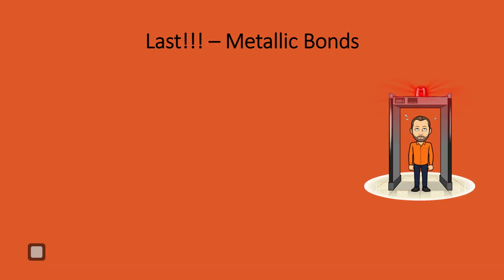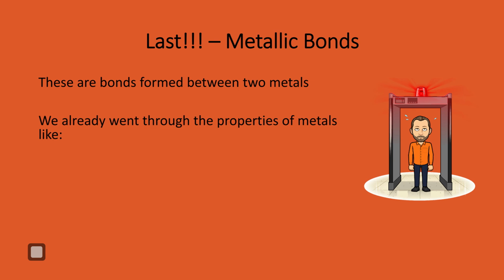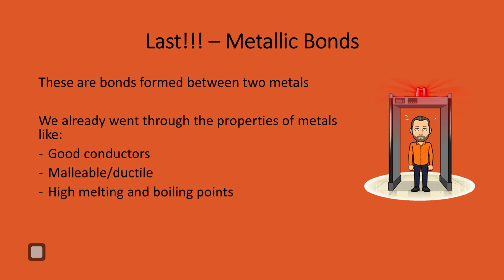Last type of bonds, metallic bonds. These are bonds formed between two metals. So again, I'm doing this because we've done metal, nonmetal is ionic, nonmetal, nonmetal is covalent. So what about metal-metal? Metal-metal is just simply a metallic bond. We already went through quite a few of the properties of metals. They're good conductors, they are malleable and ductile, they have high melting and boiling points.